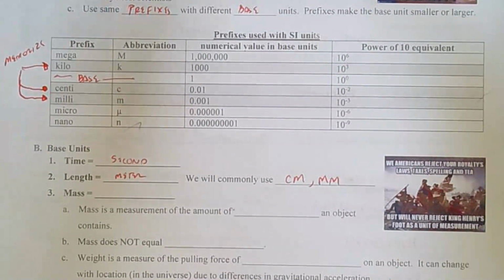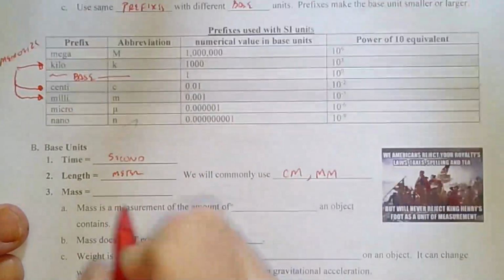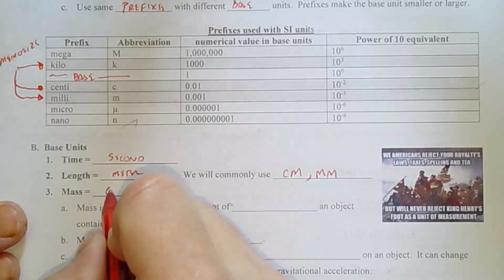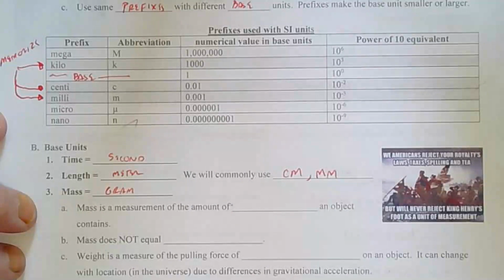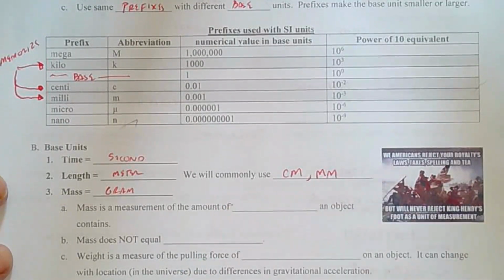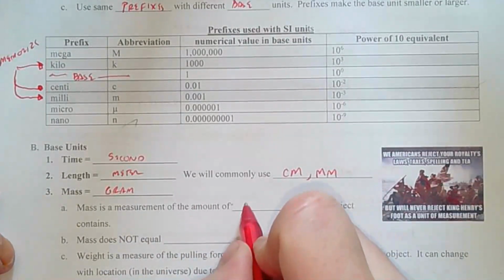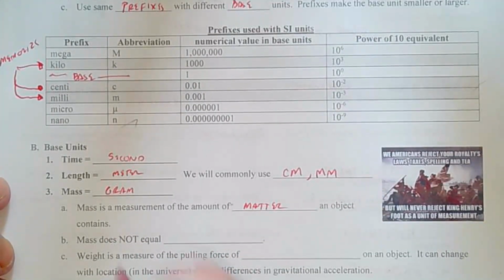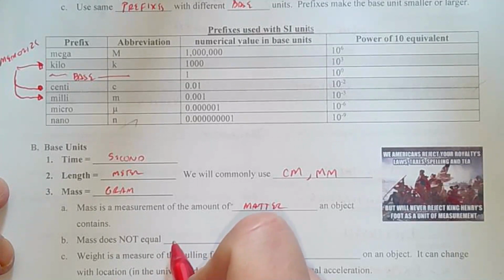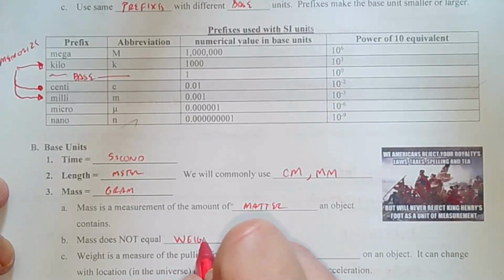Mass, the base unit, is the gram. And we will use grams. Possibly, no, we will not use kilogram. Remember, mass is the amount of matter an object contains. And a common misconception that people have is that mass is the same thing as weight, but no, they are not the same. Weight and mass are different.